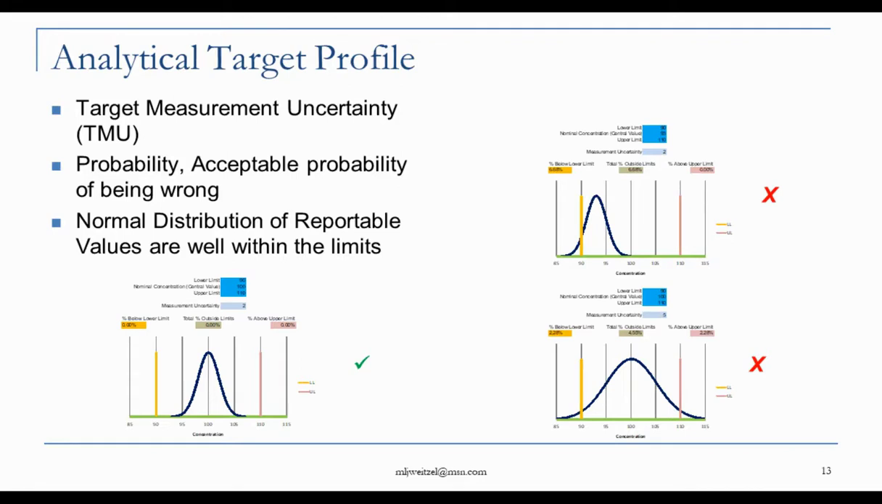And it's not an HPLC chromatogram. It's not a peak. It's a normal distribution curve. And it shows this range of possible values from an analytical result. So that bottom little chart with the green check mark beside it, that's a good one. You've got the limits, you've got the result well within those limits, and the normal distribution is within the limits. You've got a negligible probability of being wrong. It's less than 0.00%.